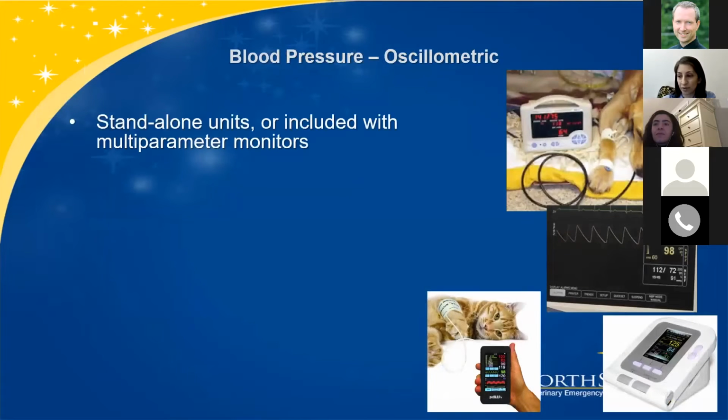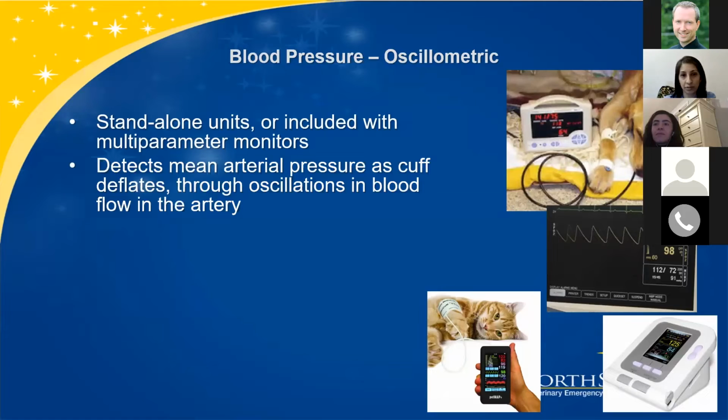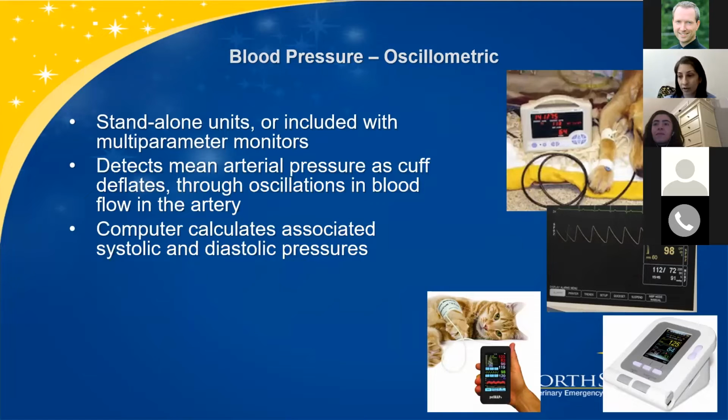The next method for measuring blood pressure is an oscillometric technique. And these can be standalone units or they can be included with other multi-parameter monitors. They detect the mean arterial pressure as the cuff deflates and you get the oscillations of blood flow in the artery. There are computer algorithms that work in the unit and they calculate the diastolic pressure and the systolic pressure back from the mean. And so the mean is typically the most accurate number on these types of machines.